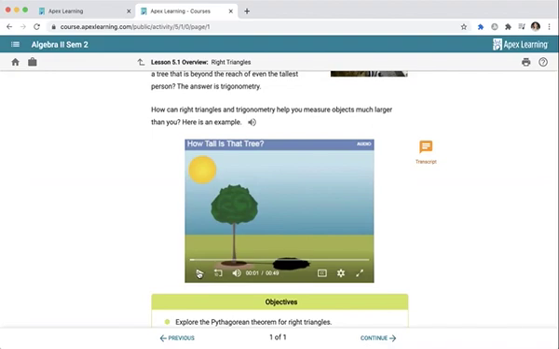All right, so if we listen in. The position of the sun in relation to an object will determine the length of a shadow cast by that object. Here you see that as the sun moves, the length of the tree's shadow can change from very short to extremely long.